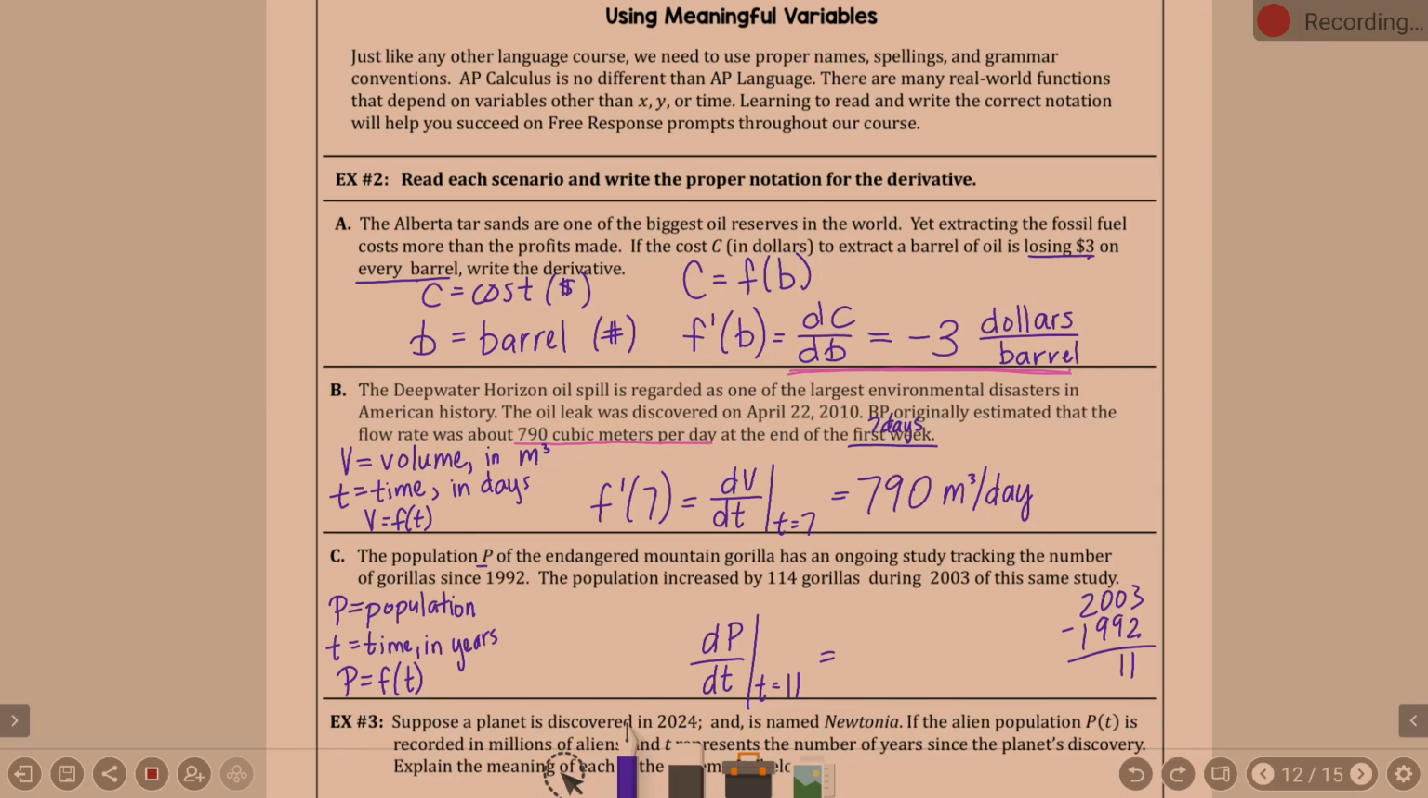114 gorillas per, I believe it is gorillas per year, yeah. It was increased by 114, so that's positive 114. The other way you can express this would be the function, so f prime evaluated at 11. Okay? Again, both are good. What I really need, I need you to be well-rounded calc students. I need you to be able to work with either notation, right?